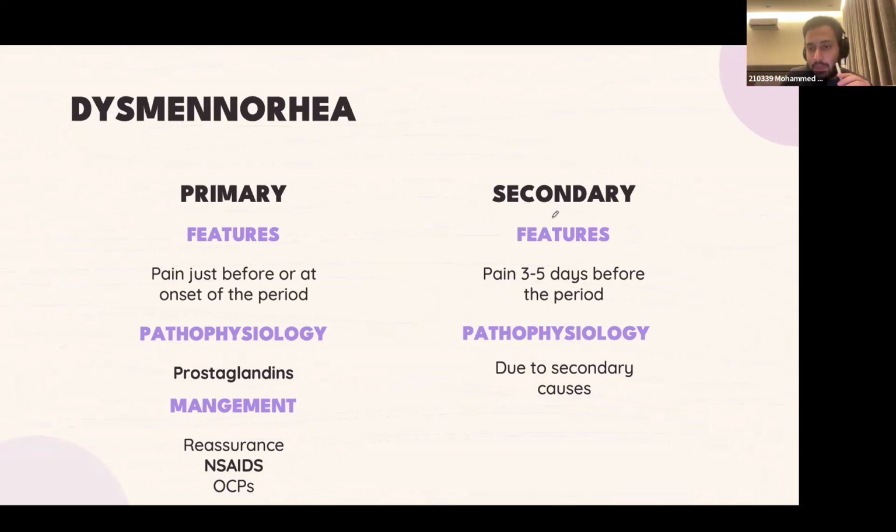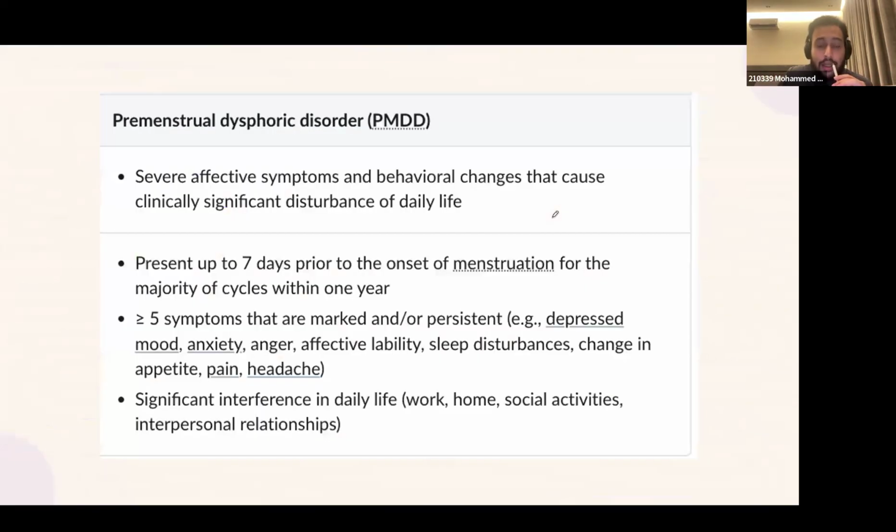So you inhibit prostaglandins, you stop primary dysmenorrhea, or just stop the menstrual cycles as a whole through OCPs. Okay? Now, something else that's important to remember is PMDD, or premenstrual dysphoric disorder. There's another description called PMS, premenstrual syndrome. They're very similar. The differences are in the criteria that you diagnose it with.